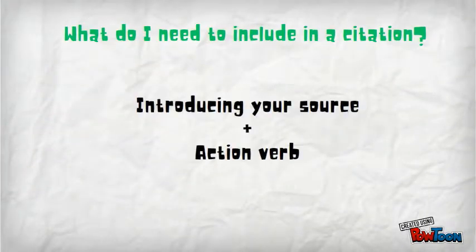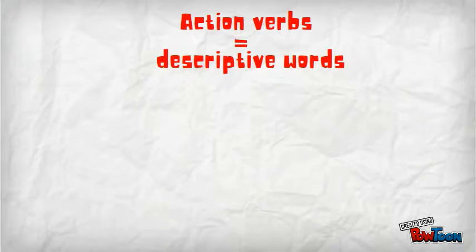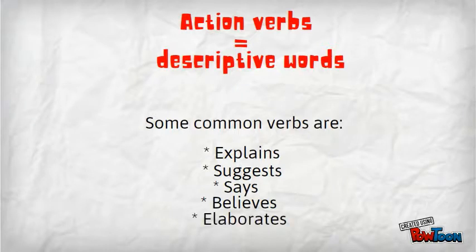What do I need to include in my citation? Introduce your source and provide the action verb before your quote even starts. Action verbs are basically descriptive words that show if your source was written down or said. Common verbs include explains, suggests, says, believes, and elaborates.